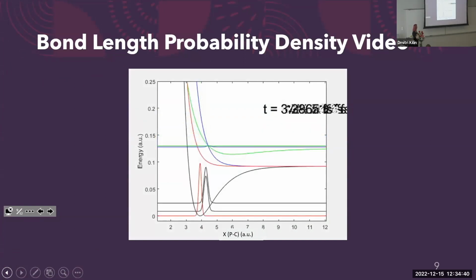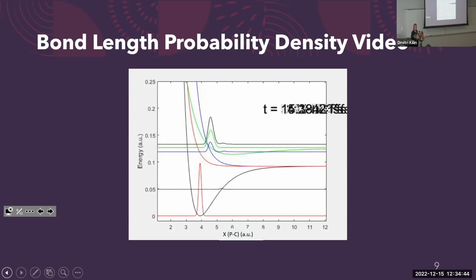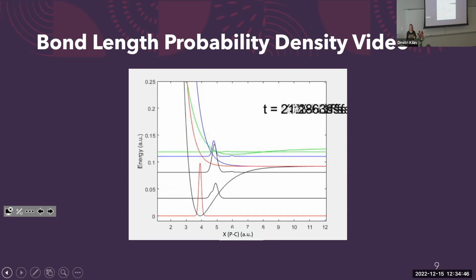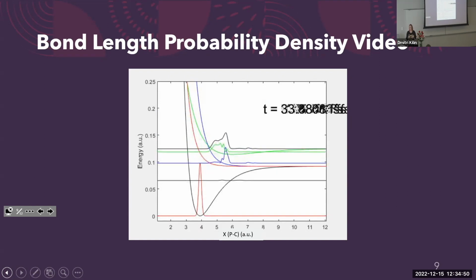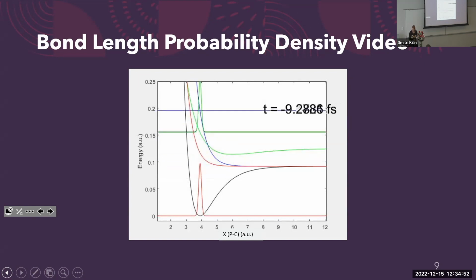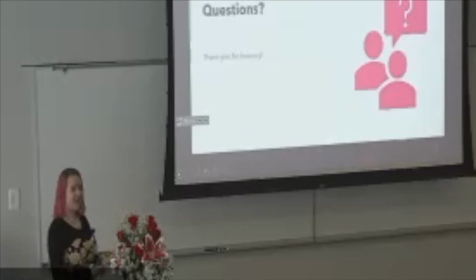So you can see these are moving along as the excitation is occurring. The excited states are becoming populated. And that's all that I have.